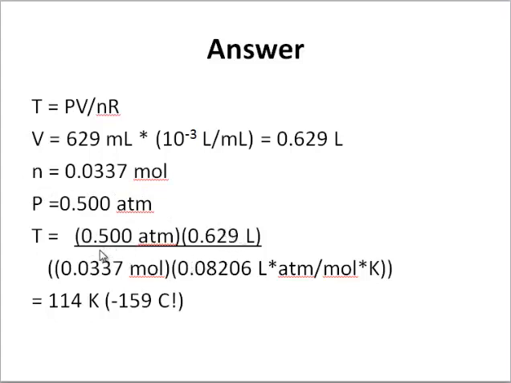Calculate a temperature by plugging in P, V, n, and R. Note that Kelvins are the units that survive. They're in the denominator of a fraction and hence come up to the numerator. And the temperature is 114 Kelvin. That's actually negative 159 C, extremely cold.